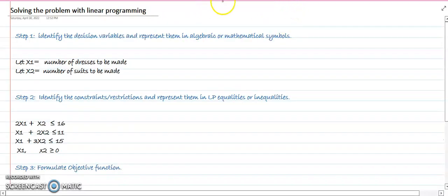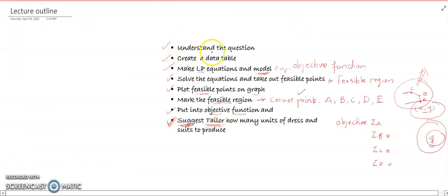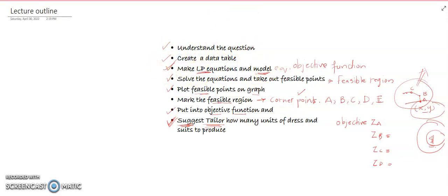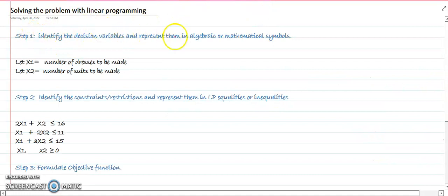Now we have to move forward, after doing the two steps of understanding the question and creating the data table. Now we will make LP equations and create a model. To create the LP equation, first we have to identify the decision variables. Why do we have to do that? Because if you do not identify them and represent them in mathematical symbols, it will be difficult for us to recognize them, and we will not be able to put the values into the objective function. So we have to assign some variables to the values.